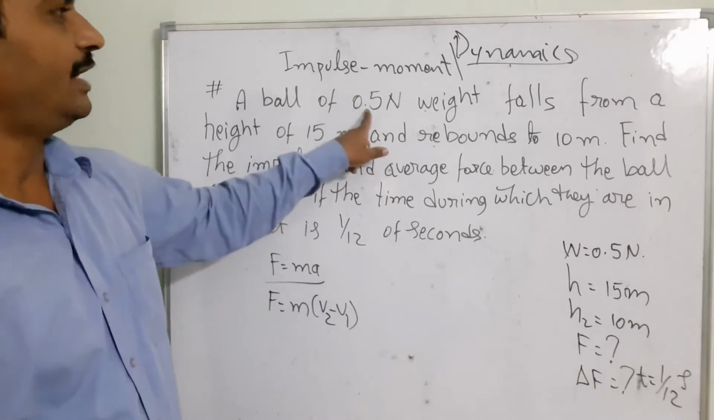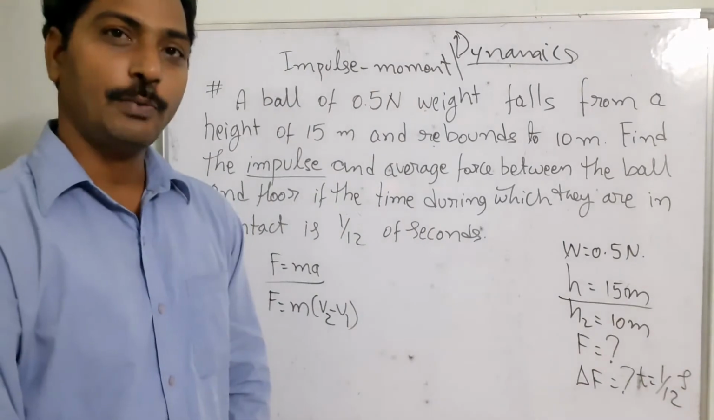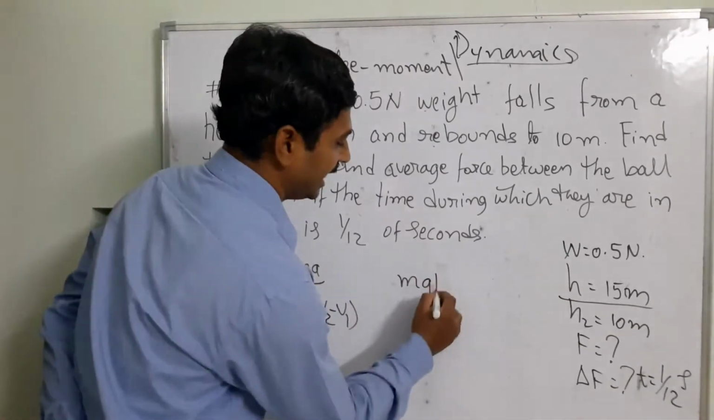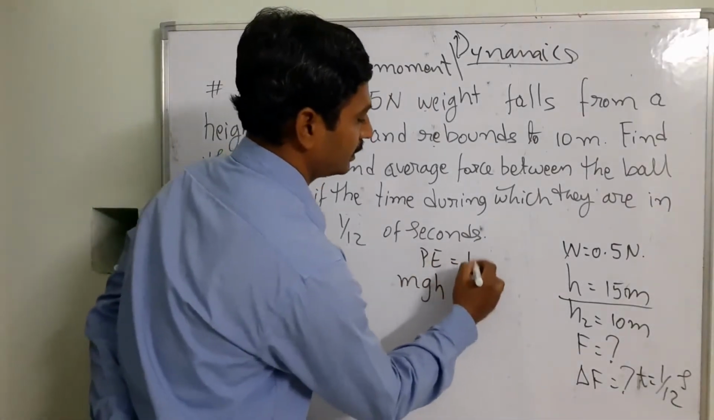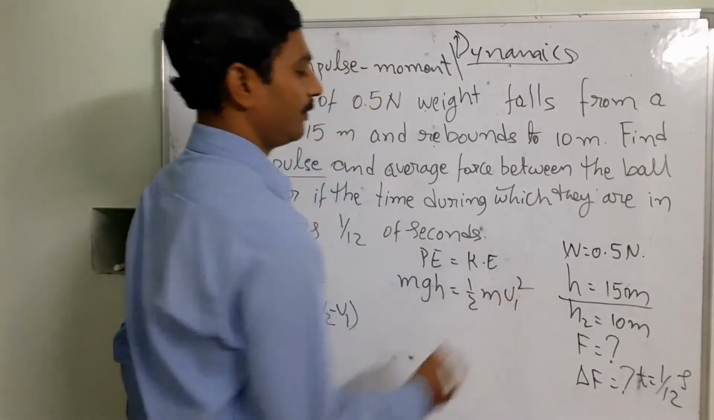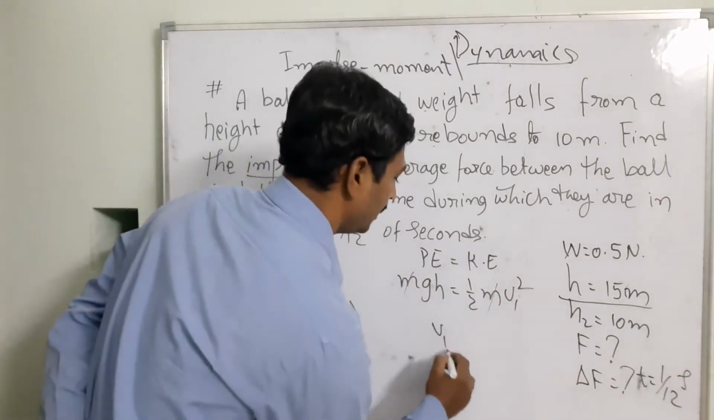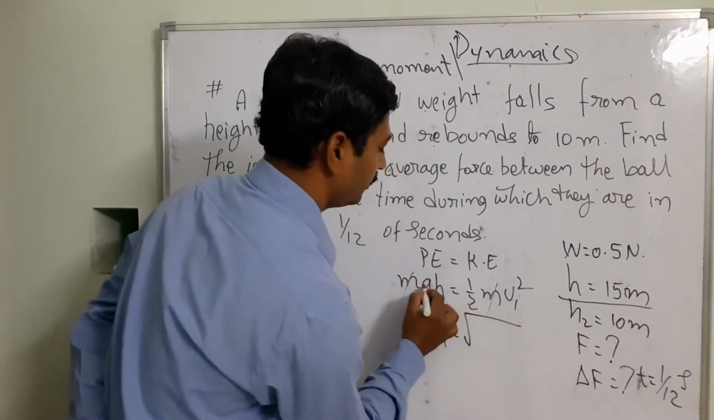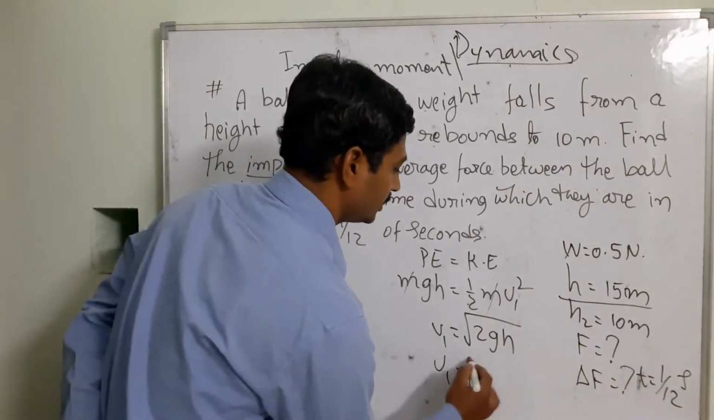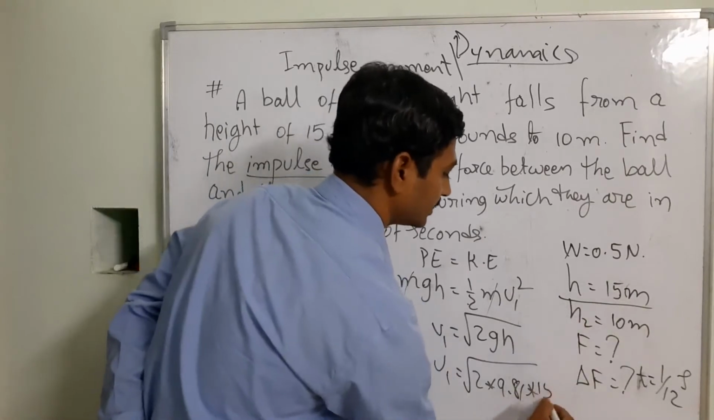There we can see the weight of the object is given, and the height has also been provided. So can I use the potential energy here to find the final velocity? I am taking mgh, potential energy, equal to the kinetic energy, that is half m v1 square. From this, the m is going to be cancelled. Finally, V1 is equal to the square root of 2 multiplied by gh. So V1 is equal to the square root of 2 into 9.81 into 15 meters.